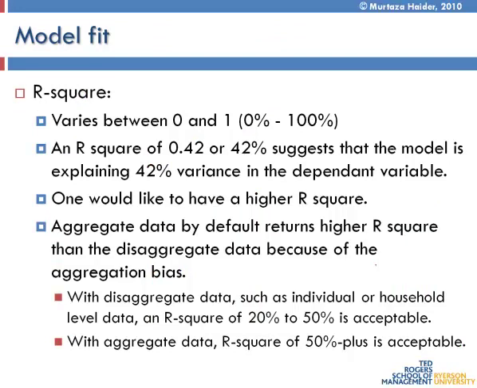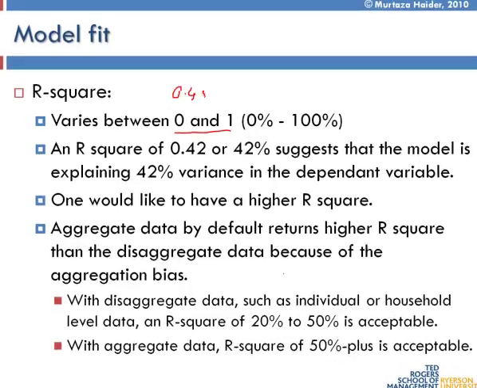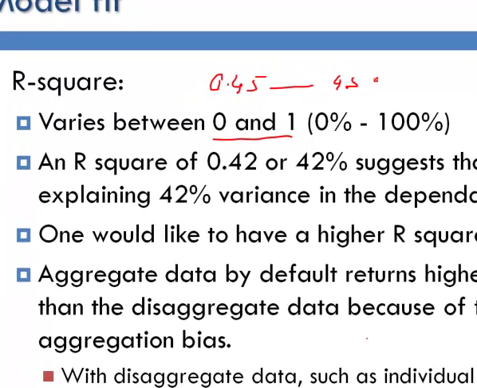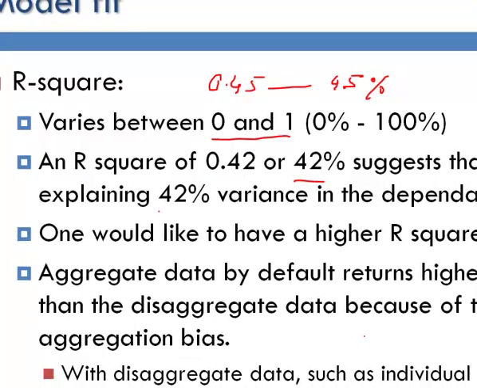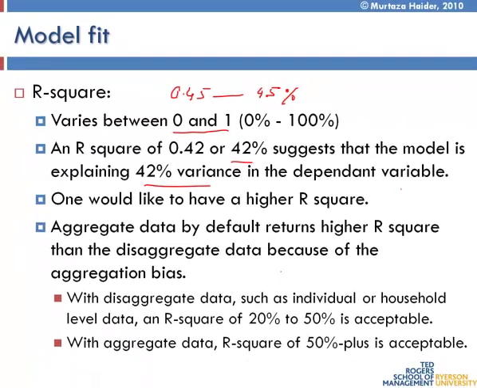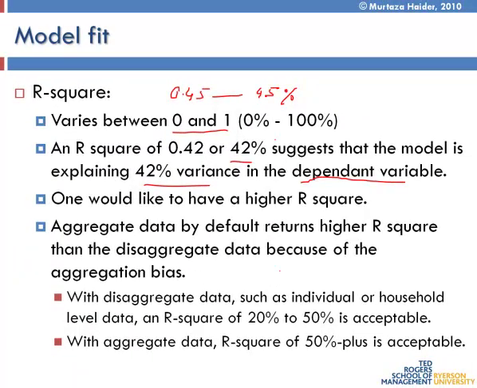I've been talking about the model fit and adjusted R-square or R-square. Let me just briefly explain what it means. R-square is a goodness of fit statistic, and it varies between 0 and 1. Often you will see it written as 0.45, which is the same as 45%, right? And an R-square of 0.42 or 42% suggests that the model is explaining 42% of the variance in the dependent variable. What it means is this model is explaining 42% of the dependent variable, or it has a fit of 42%.